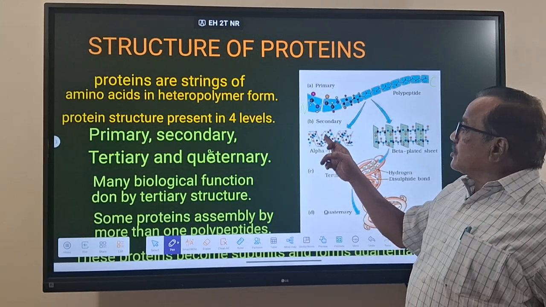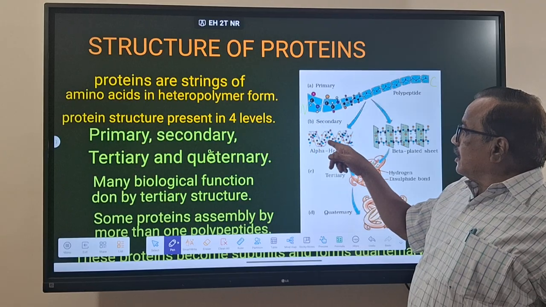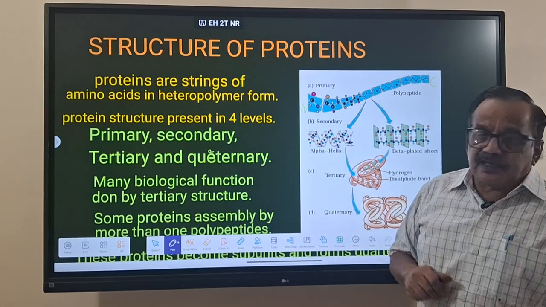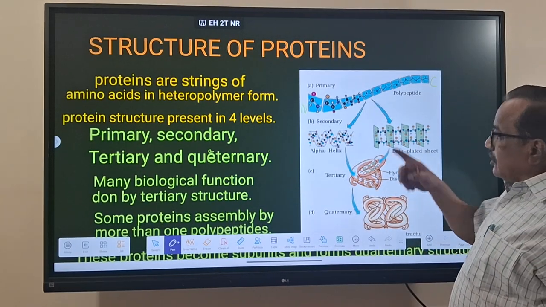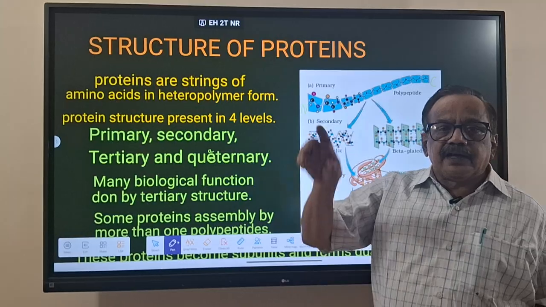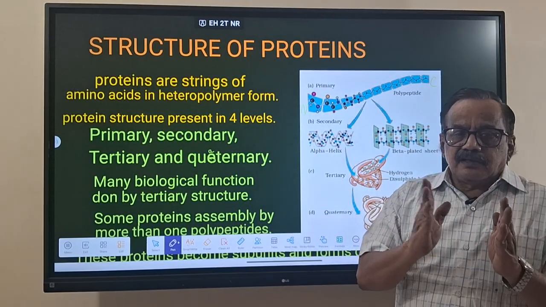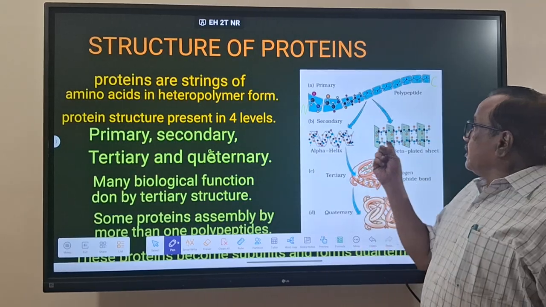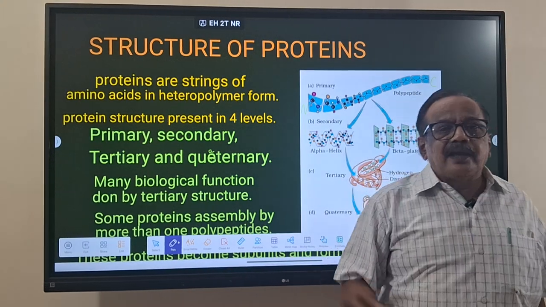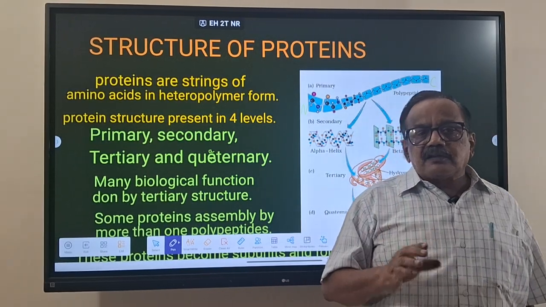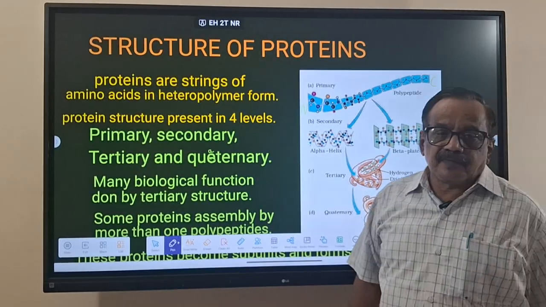In the alpha helix, bonds are formed whenever the spiral bends, and in between there won't be any bond. But in the beta pleated sheet, where long loops are taken, bonds form between the two parallel strings of the same protein. In the secondary protein, only hydrogen bonds are present. Hydrogen bonds are the cause for the formation of the beta pleated sheet and alpha helix.